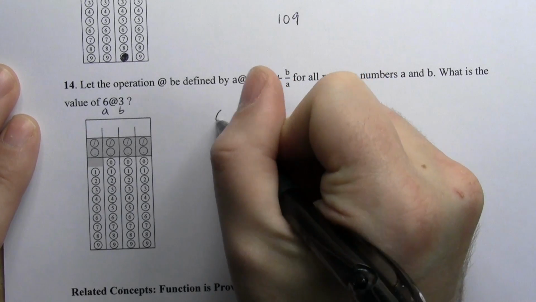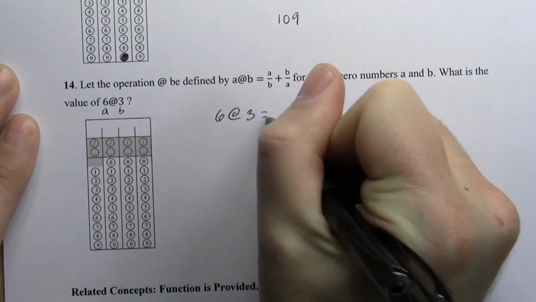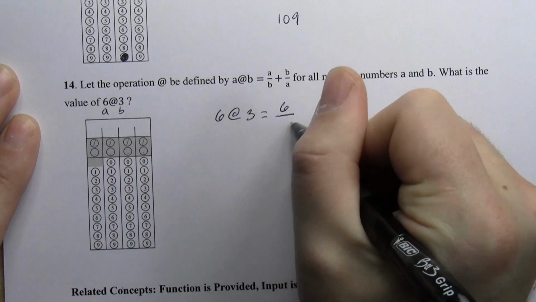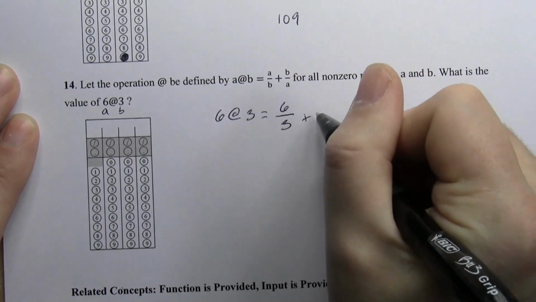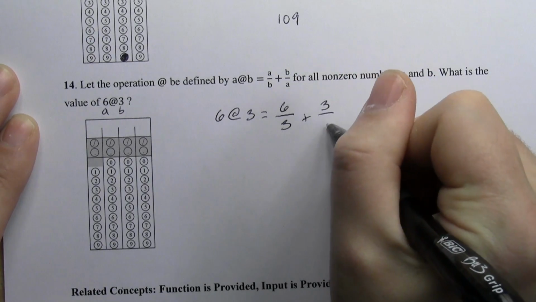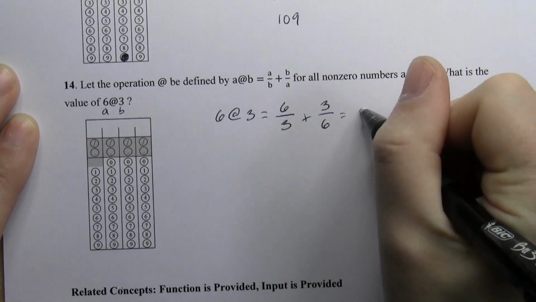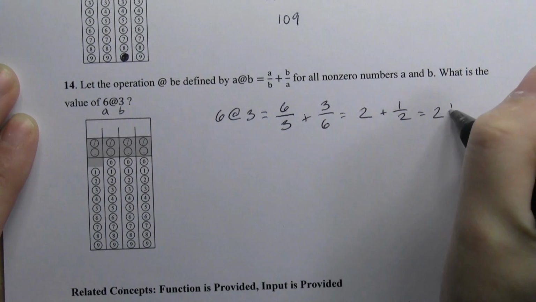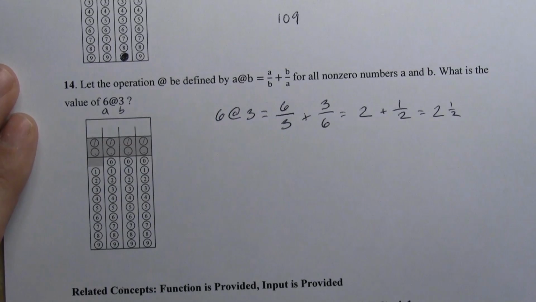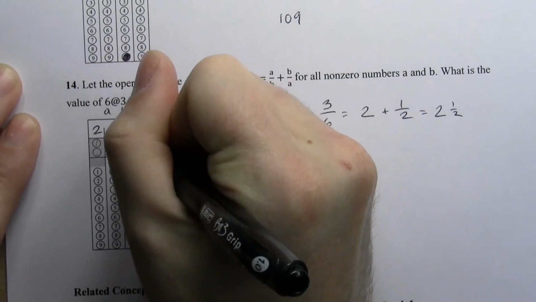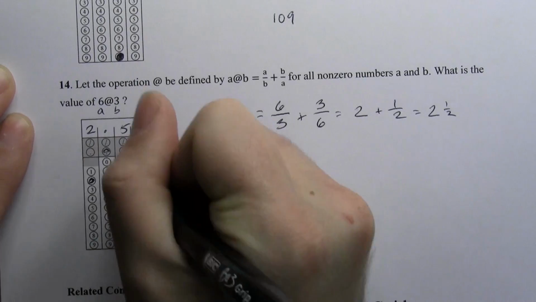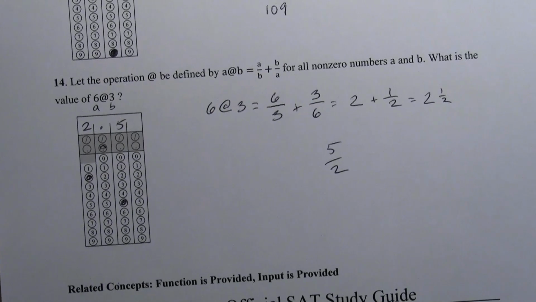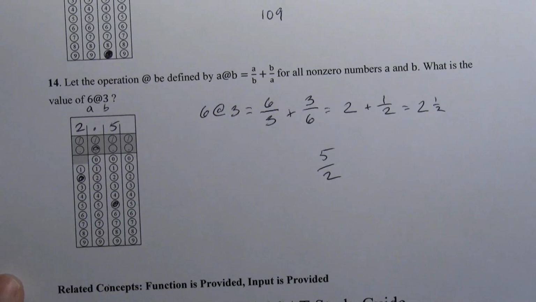So in this particular case, 6 @ 3 is going to equal, again, wherever you see the a, replace it with a 6. So 6 divided by 3 plus 3 divided by a, which is 6. 6 over 3 is 2. 3 over 6 is 1/2. It's going to equal 2.5. Now, I can grid 2.5, that's fine, or I can grid 5/2. Either one of those is fine, but you can't grid a mixed number in the student-produced responses.